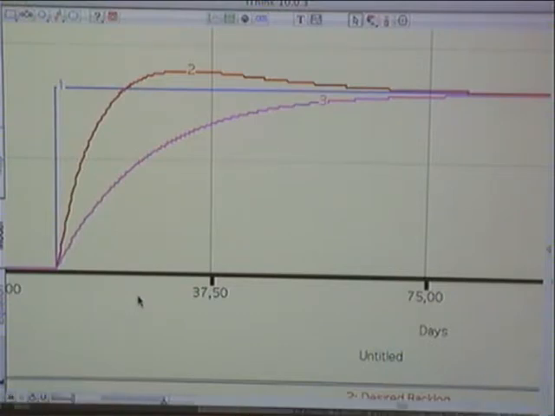So what we have here is a situation where the maximum difference between these two is over here, but the maximum production is later, which is important when you're doing production planning.